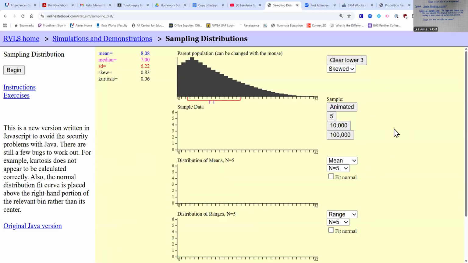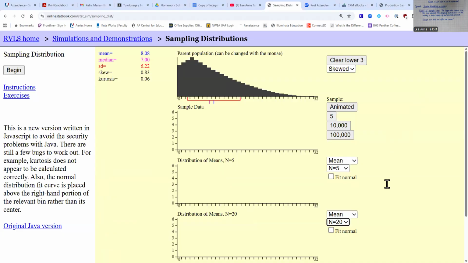Okay, so I'm going to go back to this skewed population, right? Numbers 0 through 32. A lot of lower numbers, not very many higher numbers, and you're definitely still going to pay attention because I'm definitely not done.